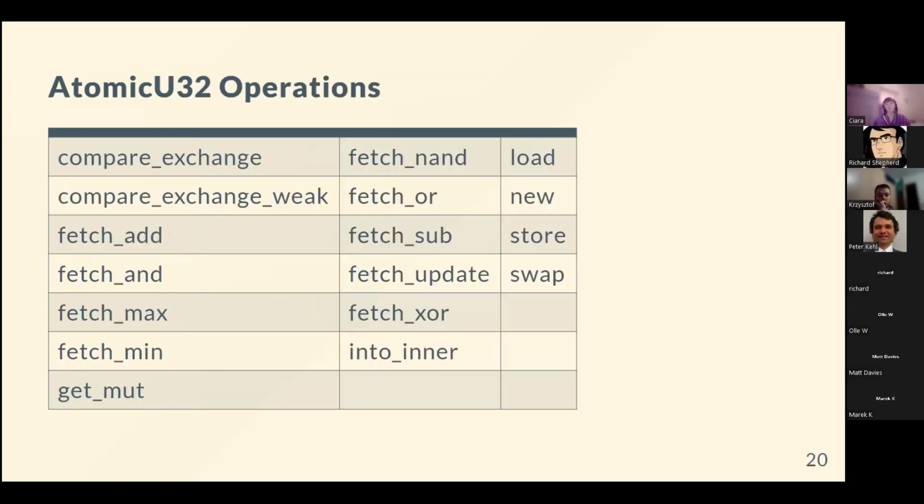And these types have atomic operations on them. The operations that you have will vary slightly by type, but for an unsigned 32-bit integer, you have these operations here: compare exchange weak, fetch add, fetch and, fetch max, fetch min, get mutable, and various other ones. The ones we're going to be using are swap, load, and store, which are going to be the main ones. But it's nice to know that there are these other operations available as a kind of quality of life improvement.